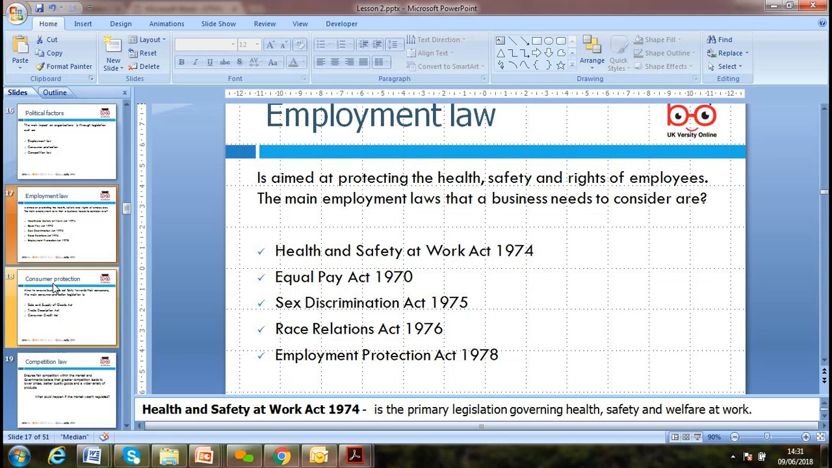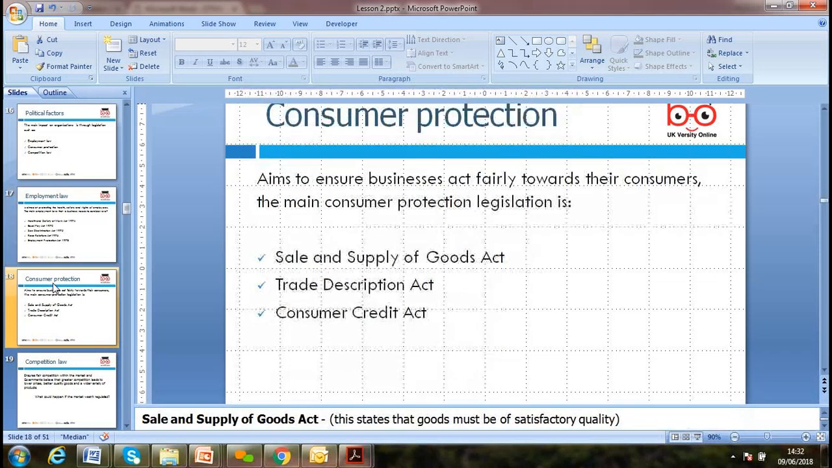Sex discrimination: we can't discriminate, women can't get less salary than men. The same on the basis of race and religion, so we need to look at the Race Relations Act. We can't discriminate according to the Race Relations Act, and we need to keep that in our employment as well. The Employment Protection Act provides protection to employees and employers. So all this legislation we need to look at.